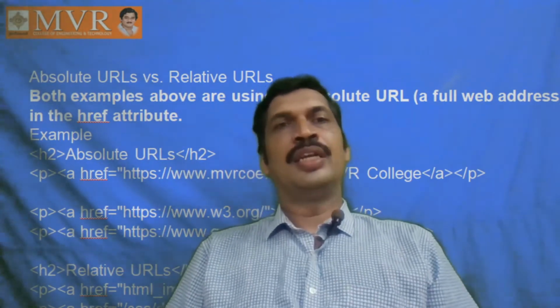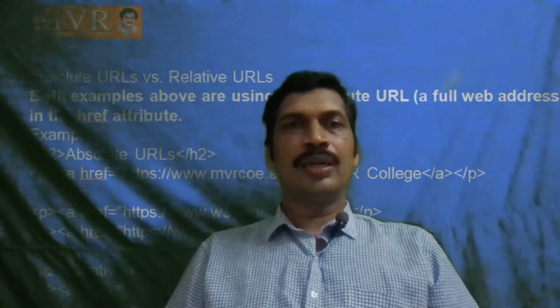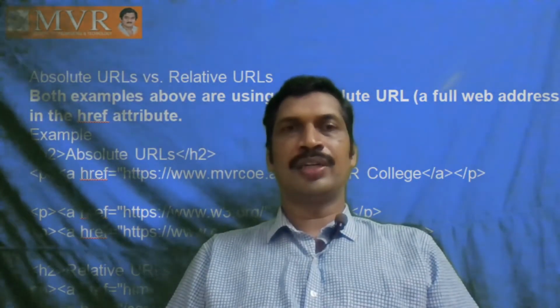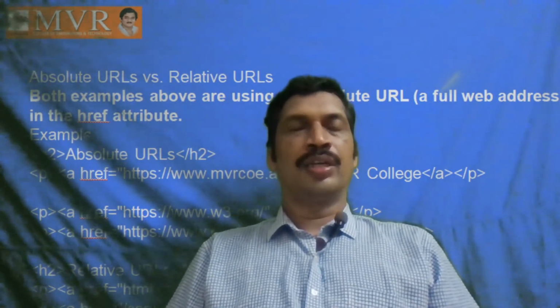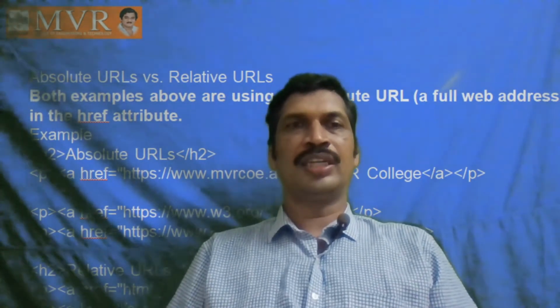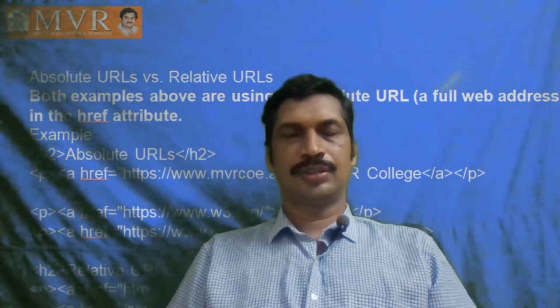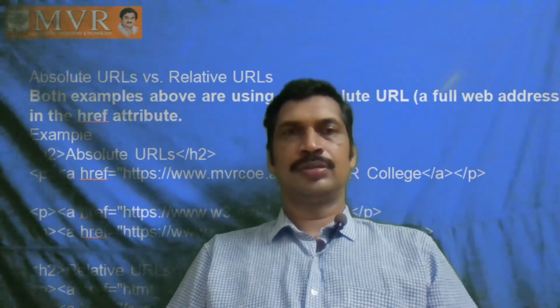In real life, where is the absolute path? Where is MVR College? We will say MVR College is in Vijayawada, beside National Highway 9 and beside the Hanuman statue. Like that we give the address. That address is called an absolute address.